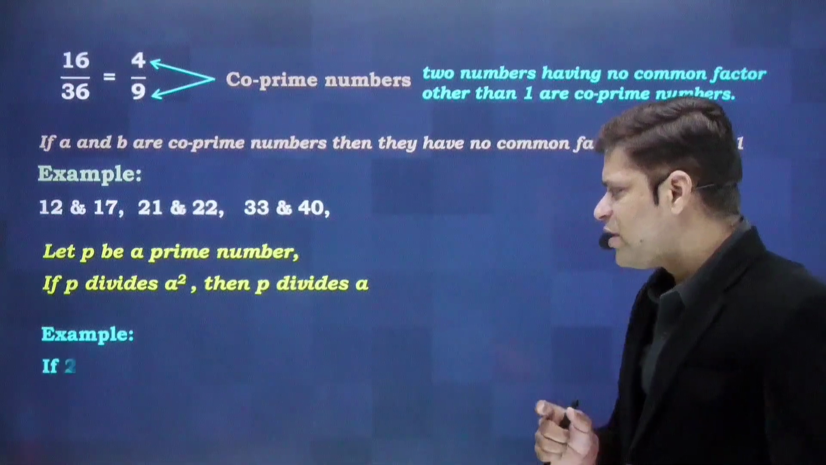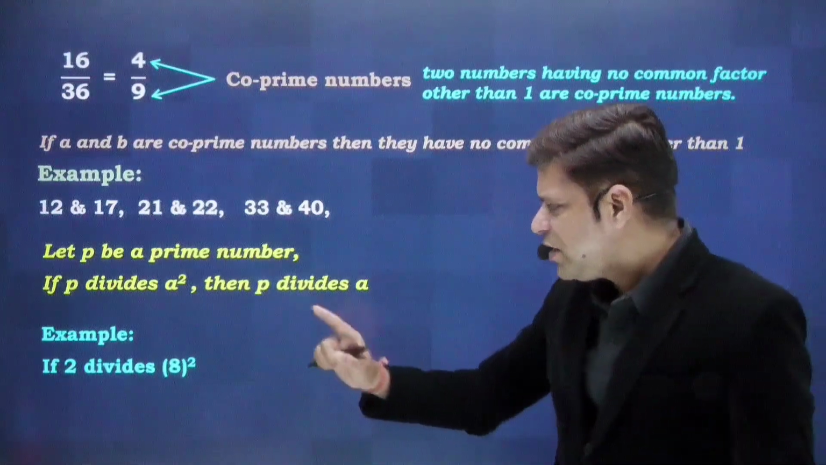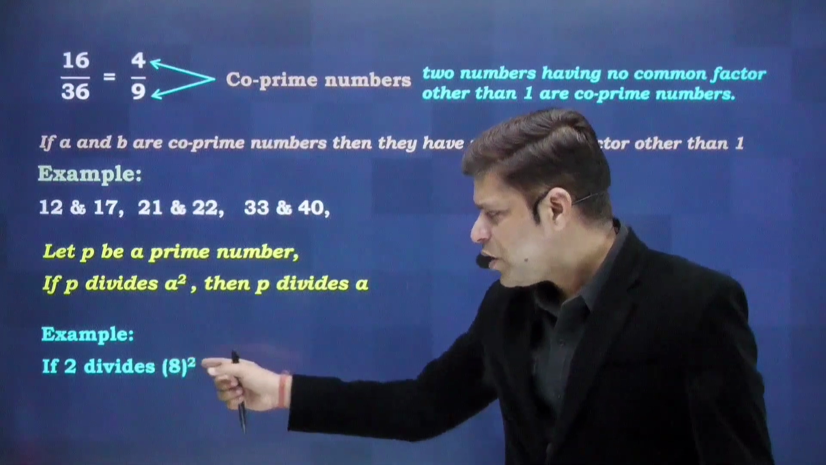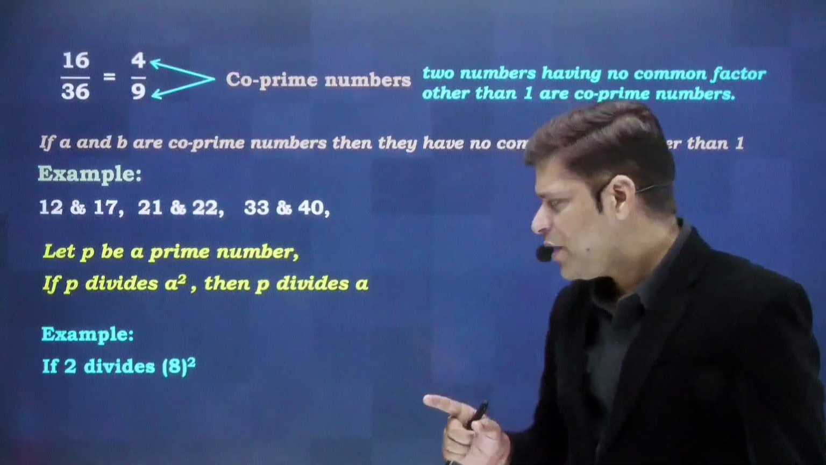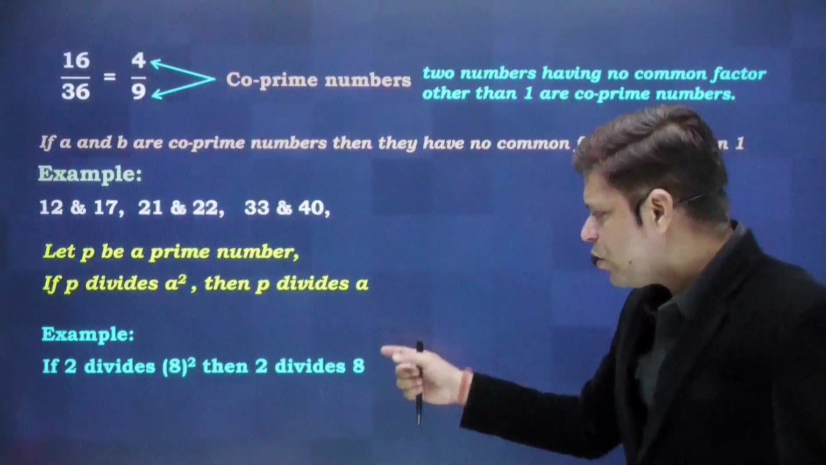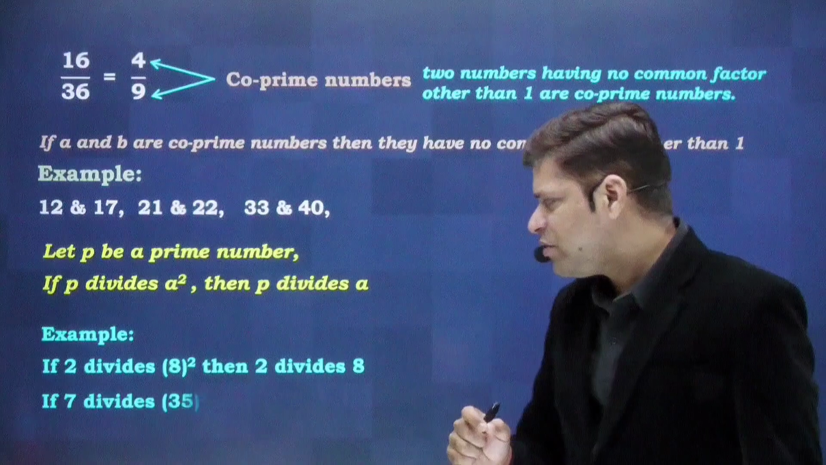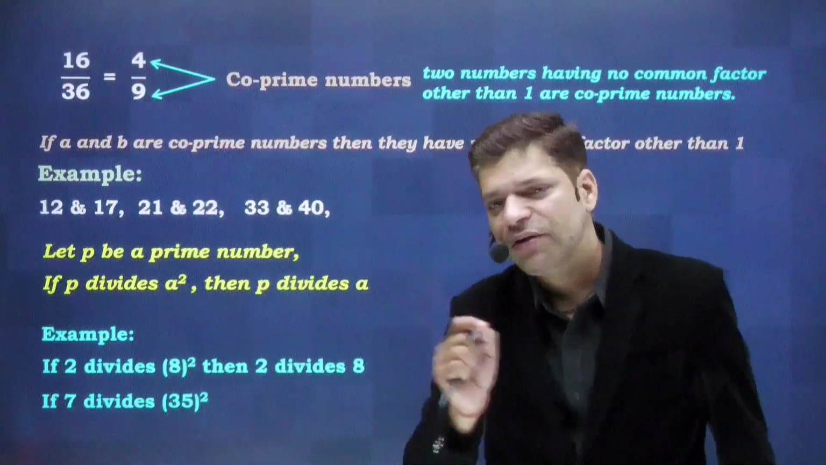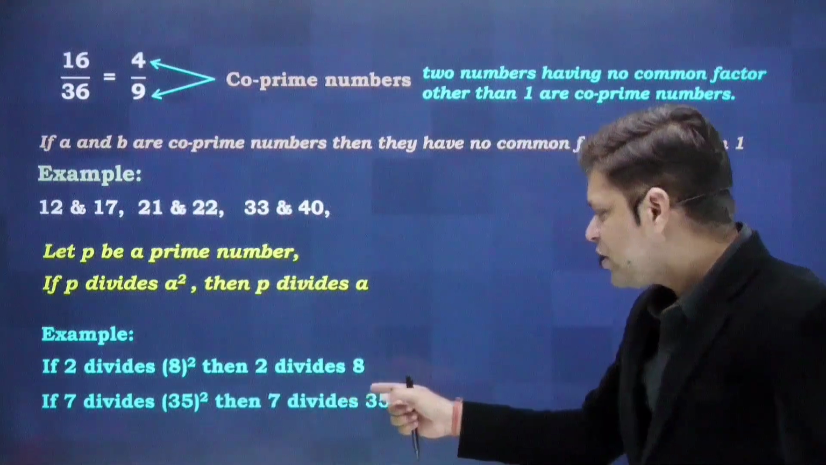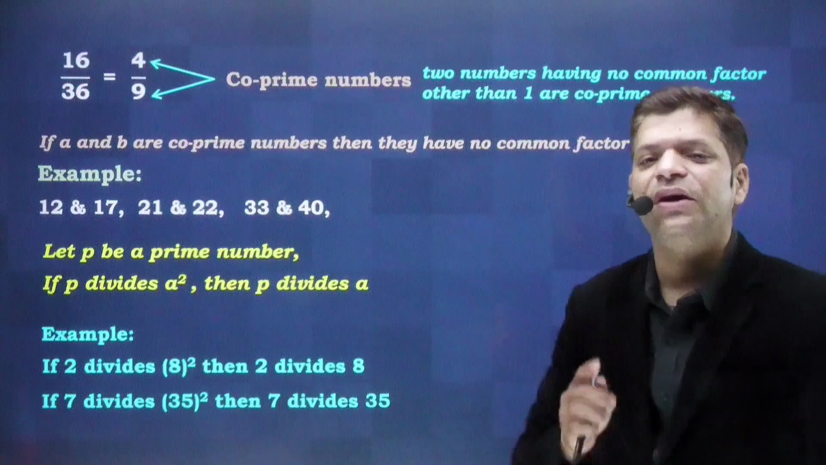For example, if 2, a prime number, divides 8 square, then we can see that 2 also divides 8. In a similar way, if 7 divides 35 square, then we can say 7 divides 35 also, right? So by this concept, we now prove the irrationality of numbers.